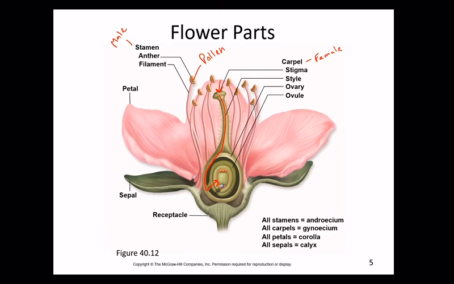So that's a real quick overview of the primary parts of the plant and looking at the general life cycle, the haplodiplonic lifestyle. Okay? So that's the end of this video.